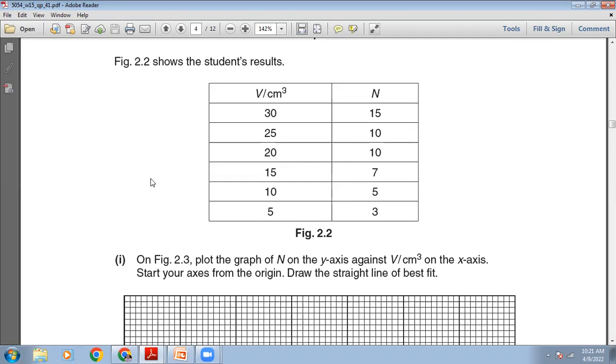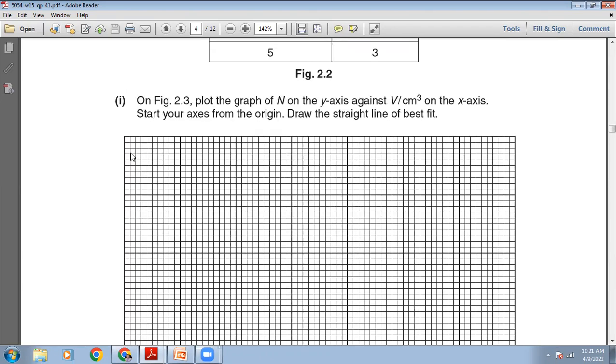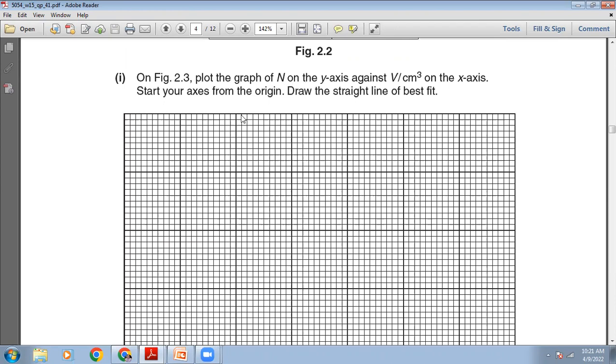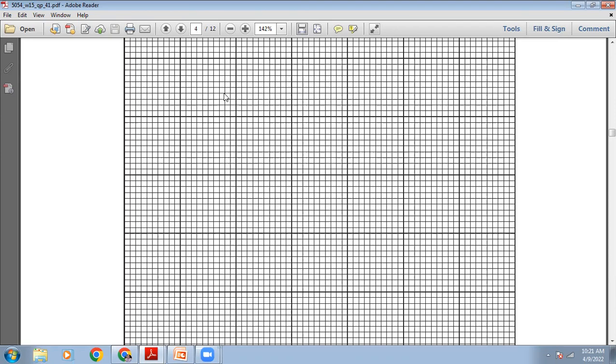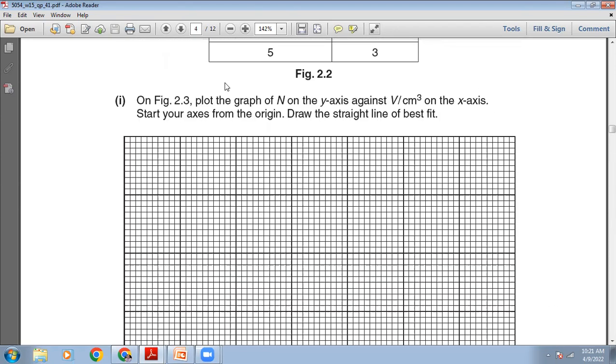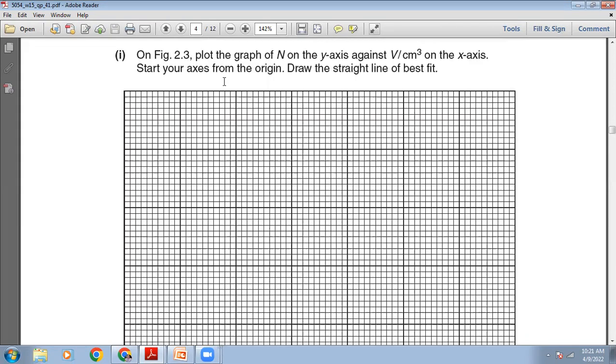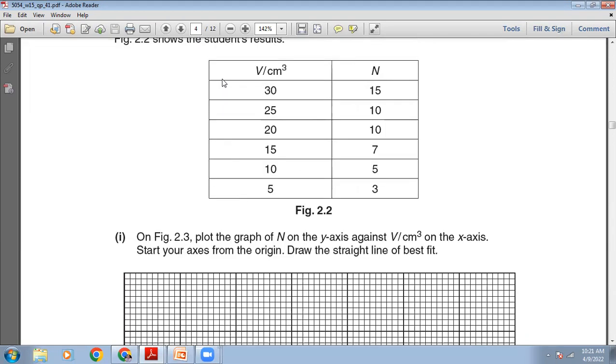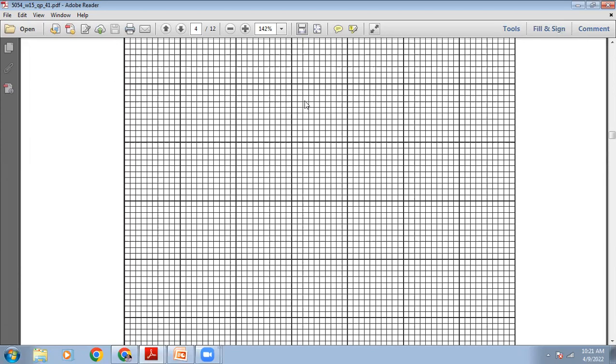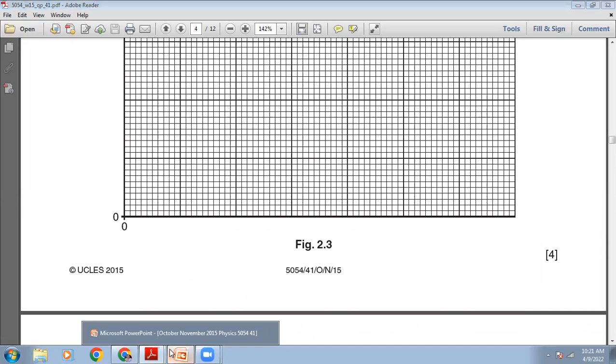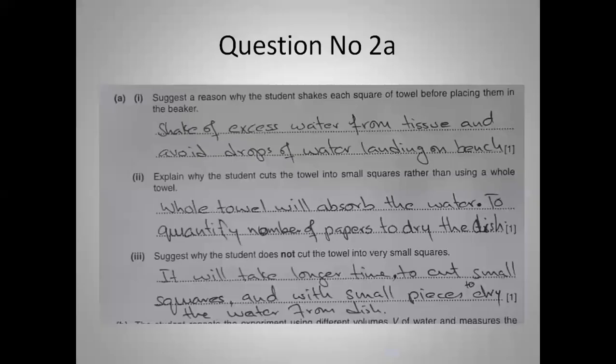Then it says on figure 2.3, plot the graph of N on the y-axis against V on the x-axis. Start your axis from the origin. Draw the straight line of best fit. So here is that figure, and we have to label its axes, plot these points, and then draw the straight line of best fit. The N value will be on the y-axis, and the V value will be on the x-axis. So this is the question. Okay, so let's go.